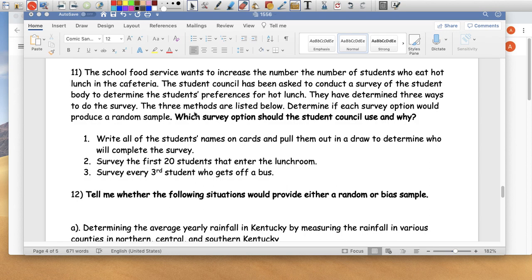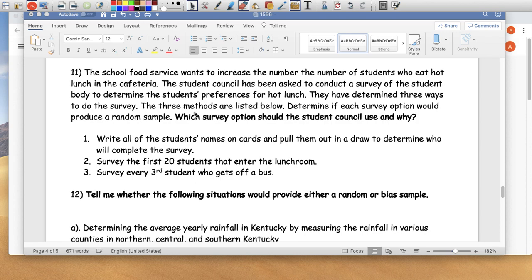Write all the names on cards and pull them out and draw to determine who will complete the survey. Absolutely, because when we talk about random, everybody whose name is in that hat has an equal chance of participating in the survey, or being selected for the survey.